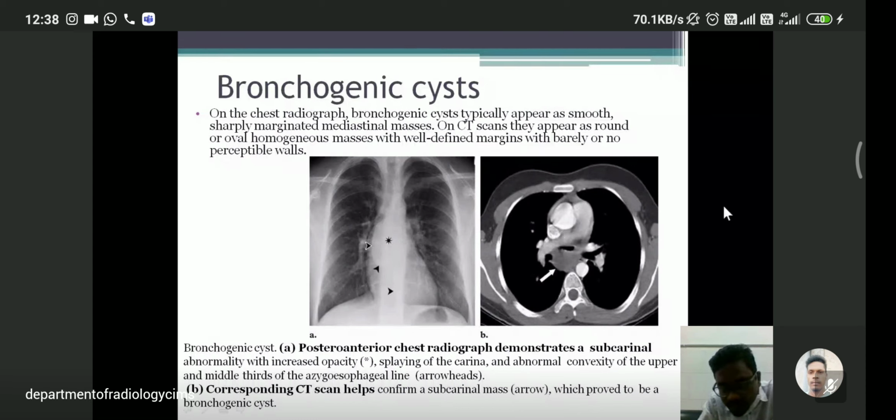On the CT image, in the transverse section, we can see there is a fluid containing lesion noted adjacent to the trachea. So that was the case of the bronchogenic cyst. Usually it is very difficult to differentiate this bronchogenic cyst and the esophageal cyst by radiology investigations.